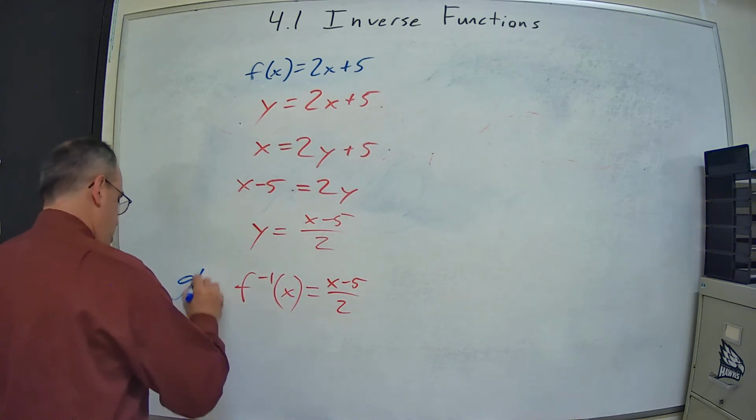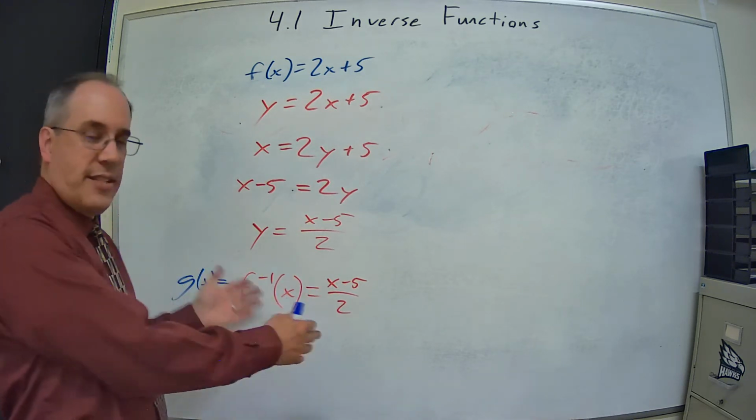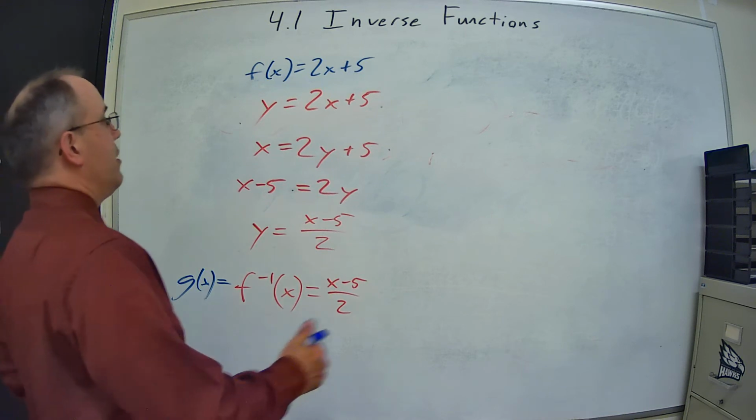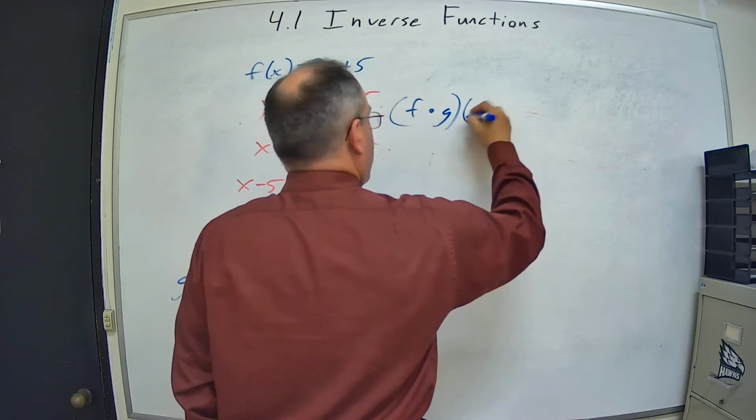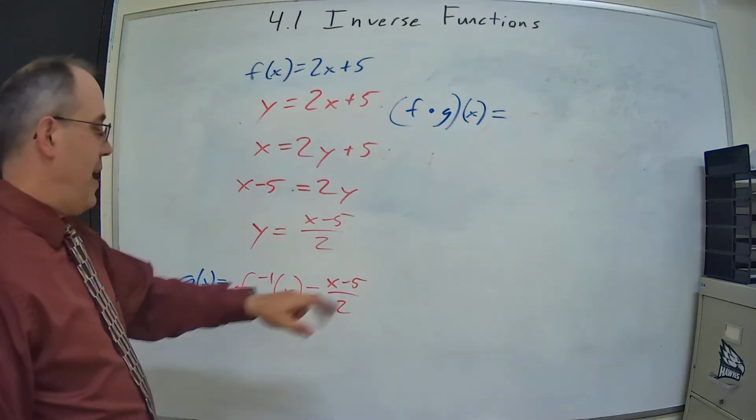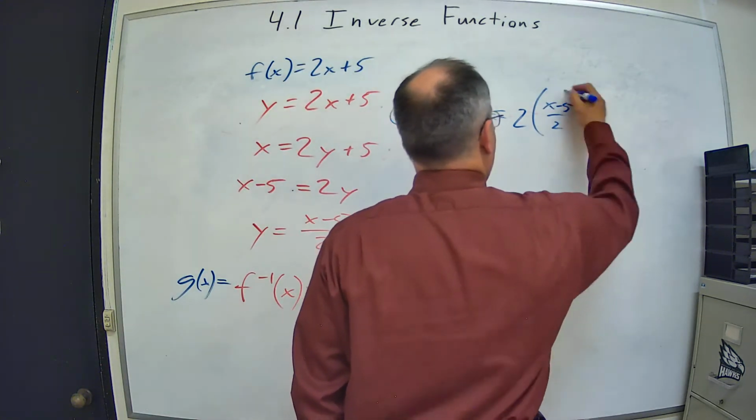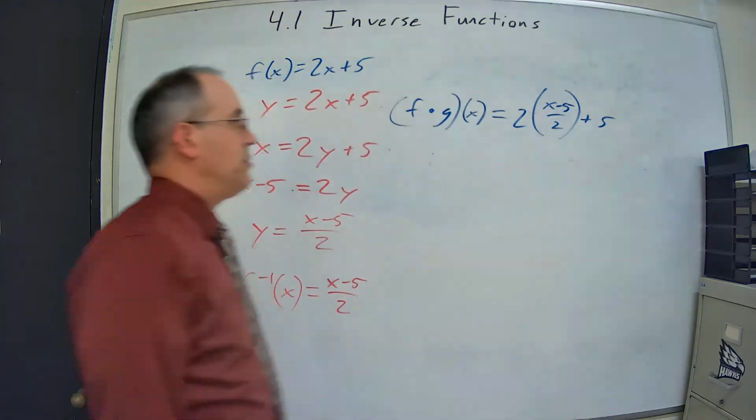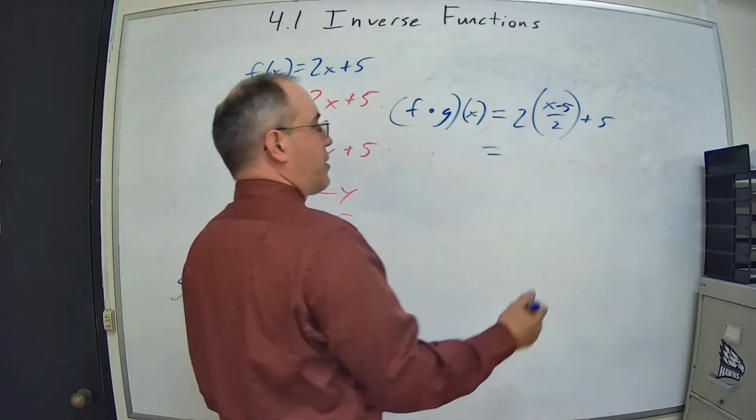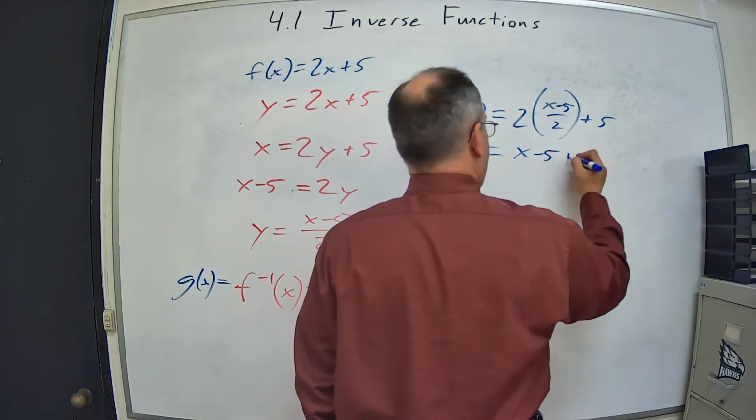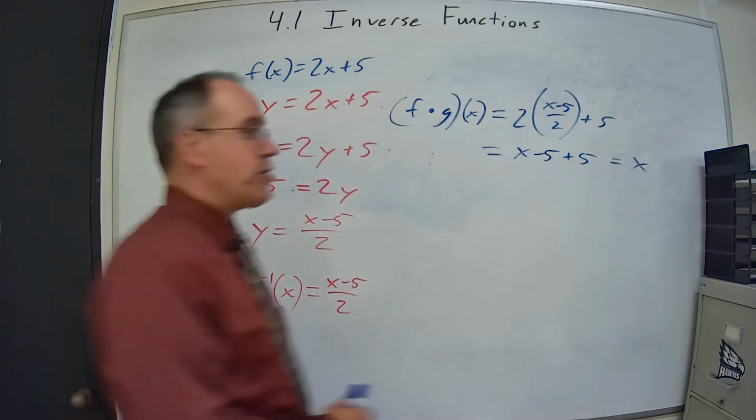So I'm going to call this g of x, just to make it easier than having to write this f inverse of x on here. So now I can say f of g of x is equal to, plug in x minus 5 over 2 for x, so 2 times x minus 5 over 2 plus 5 is equal to, when I multiply that through, the 2's cancel out, so I have x minus 5 plus 5 is equal to x. So far so good, that one worked.